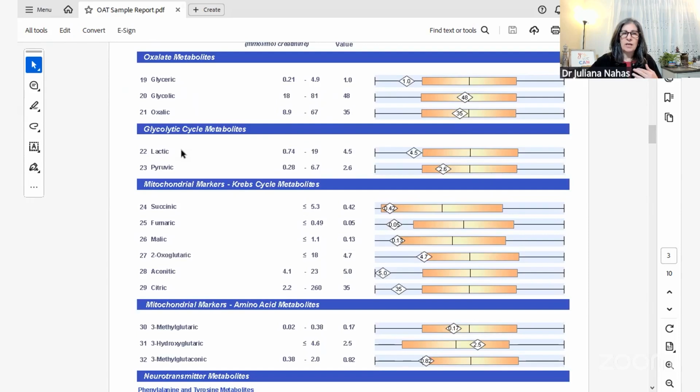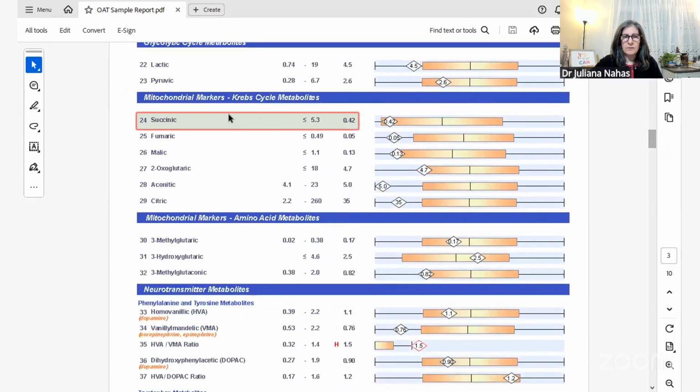And if there's any impairment of those three pathways into the Krebs cycle, we're going to see problems inside the Krebs cycle as well. So here's that succinate that we talked about earlier on the beltway. If there was a problem with the enzyme that breaks it down, we're going to see that level go high. In this person's case, everything looks normal.